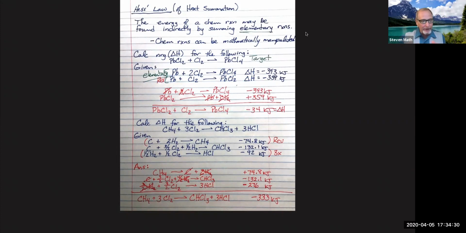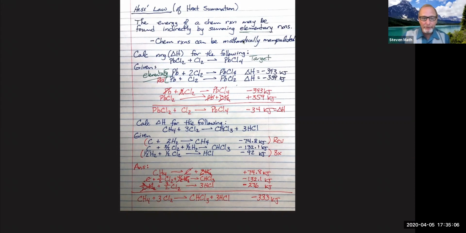Now, here's the deal with Hess's law. You can do anything you want mathematically to those two elementary reactions. You can double them. If you double them, put double coefficients out in front of everything and then double the energy. You could cut them in half. Cut the coefficients in half, just make sure you cut the energy in half. Whatever you do to the chemical equation, make sure you do that to the energy at the end.